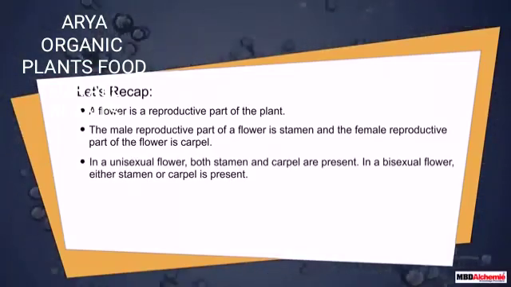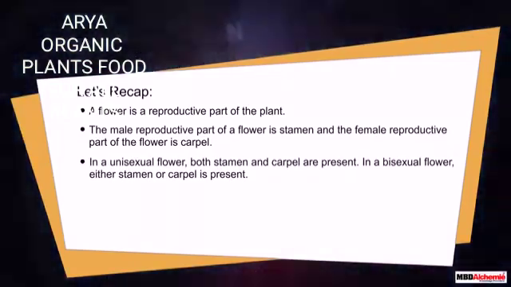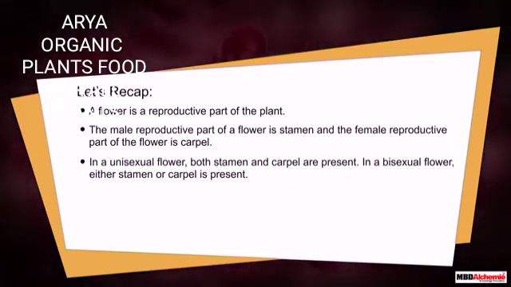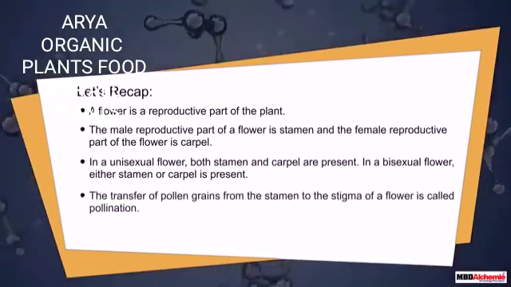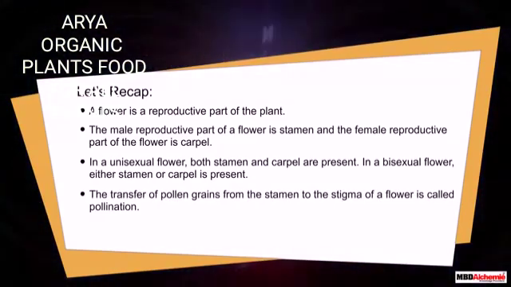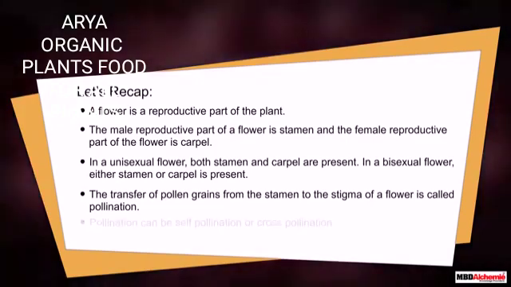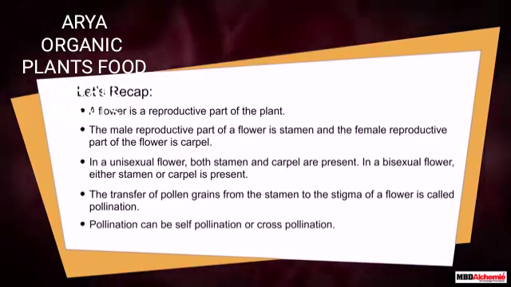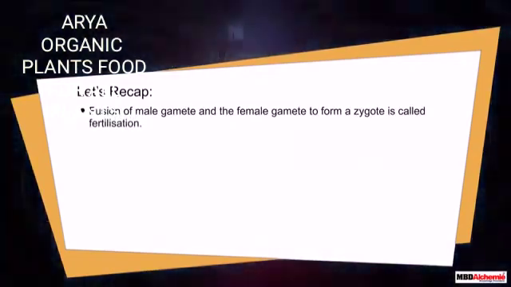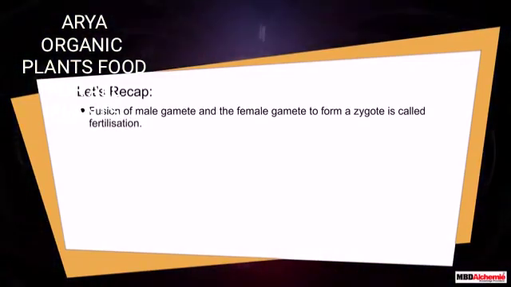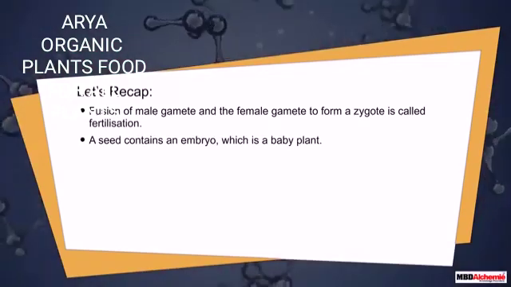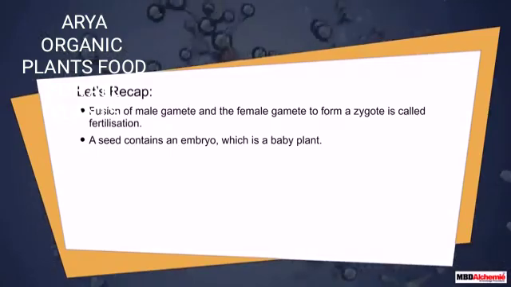In a unisexual flower, both stamen and carpel are present. In a bisexual flower, either stamen or carpel is present. The transfer of pollen grains from the stamen to the stigma of a flower is called pollination. Pollination can be self-pollination or cross-pollination. Fusion of male gamete and the female gamete to form a zygote is called fertilization. A seed contains an embryo, which is a baby plant.